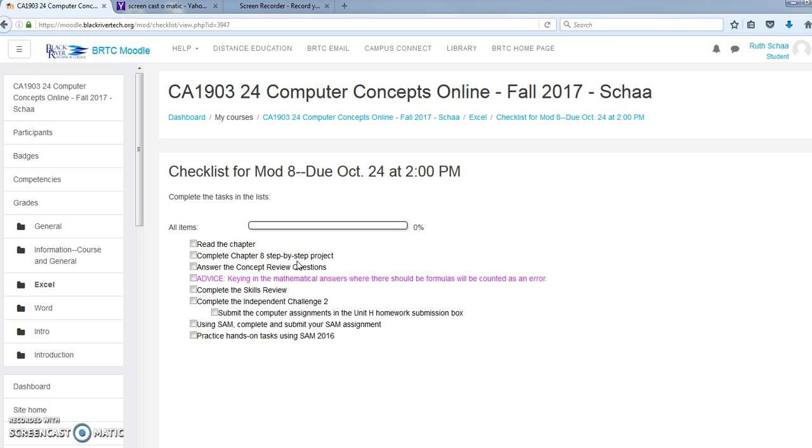You will rename the file. Answer the concept questions. Advice: do not type in the numbers. I will be looking for formulas. That is the purpose behind Excel.